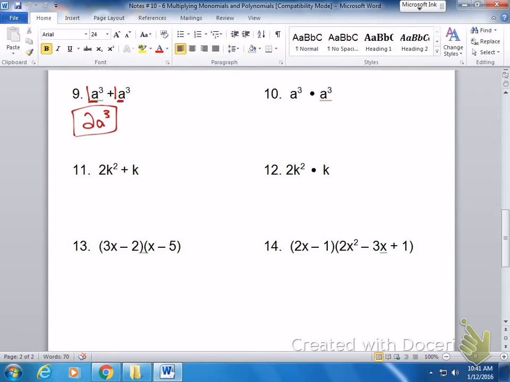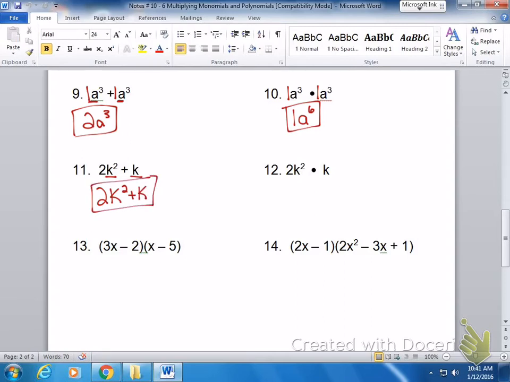Now on number 10, we are multiplying, but remember the numbers in front of that are really ones. 1 times 1 is 1. A to the third times a to the third, we add the exponents, so we get 1a to the sixth, or just a to the sixth. Number 11 is another addition one, so I have to have variables that match. Well, I have k squared and k to the first. They don't match, so I can't do anything. So my answer is just that.